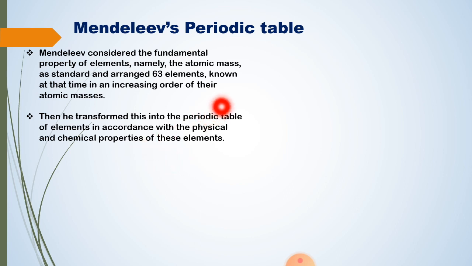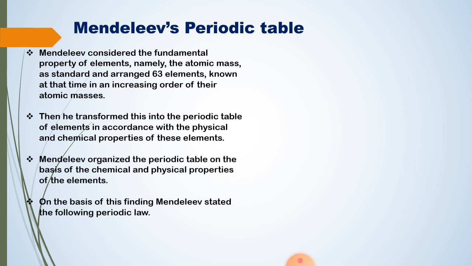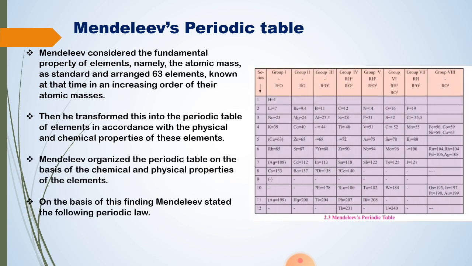Also, he placed all the elements according to their atomic masses. So there are three properties: physical and chemical properties, but atomic masses are also there while placing the elements in the periodic table. Mendeleev organized the periodic table on the basis of chemical and physical properties of the elements.